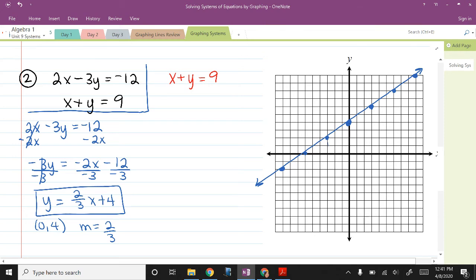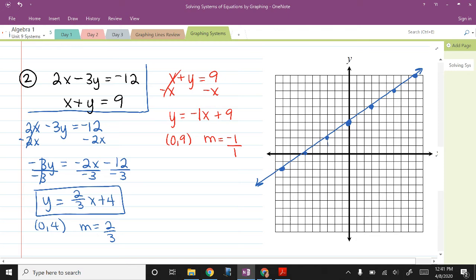So first thing I want to do is make it look like y equals mx plus b. So all I have to do on this one to do that is subtract my x. So y equals -x plus 9. Now, we know that negative x means that the slope is a -1. It's -1x. So that might help. So our y-intercept is the point 0, 9. My slope is -1. And I'm going to put -1 over 1 because it's a whole number.